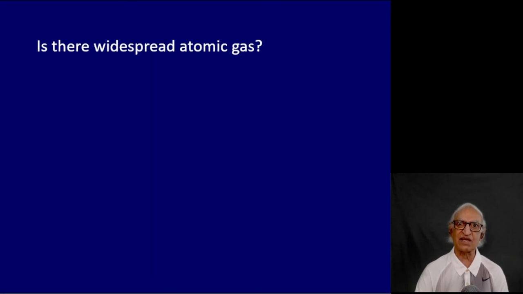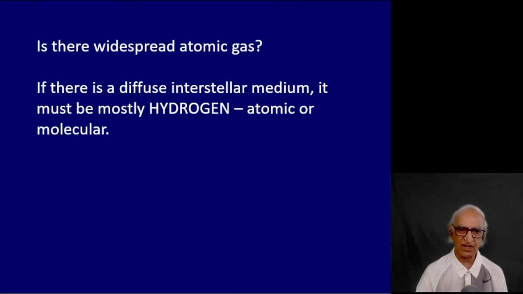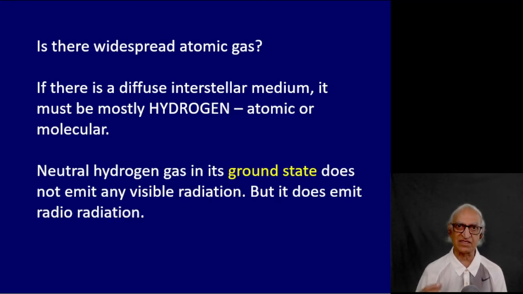Now, is there widespread atomic gas? If there is a diffuse interstellar medium, then it must be mostly hydrogen, the most prevalent element in the universe. Now, this hydrogen gas may be atomic gas or it may be molecular gas. How do we detect this gas? Well, let's consider neutral hydrogen in atomic form.